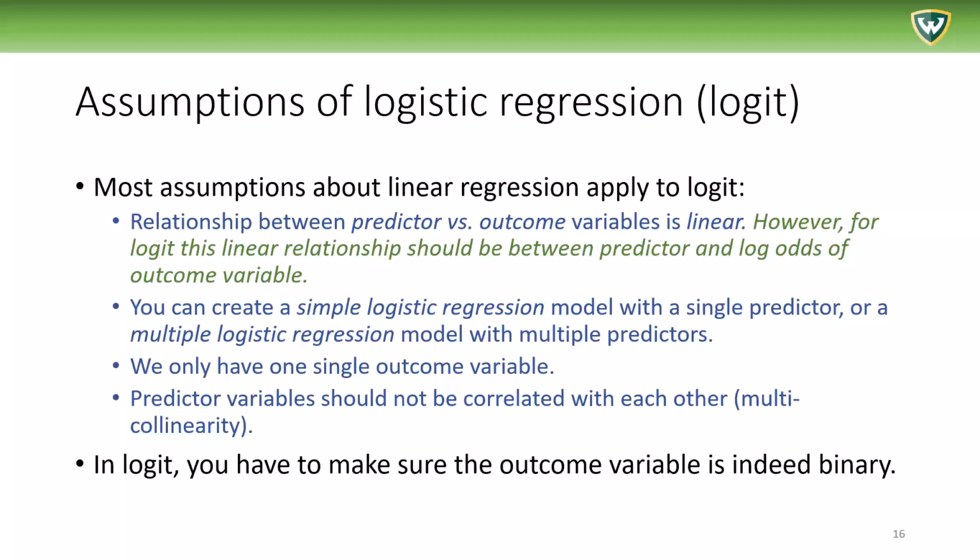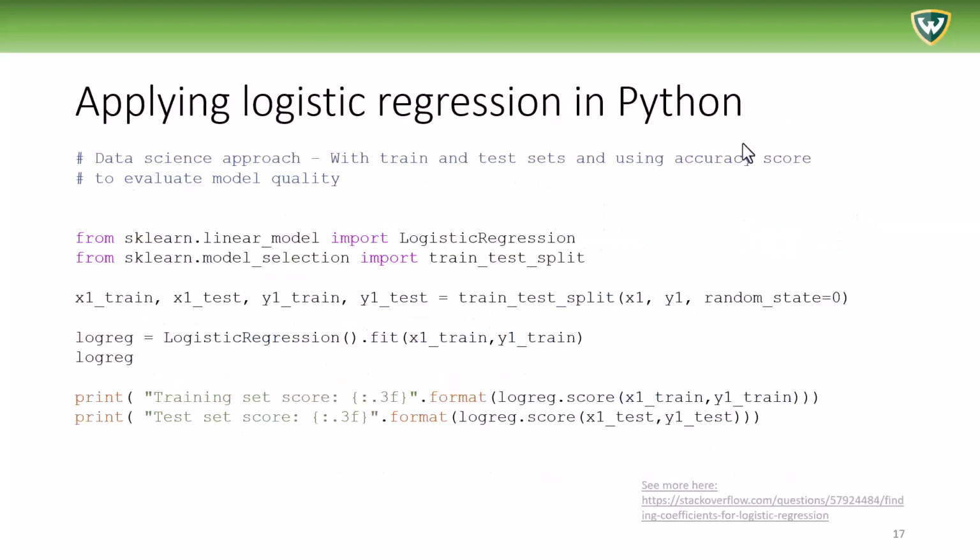just like the OLS, regular simple or multiple regression. Also, once again, in Logit, you have to make sure the outcome variable is indeed binary. If it's not, you need to use a different model. And that's a little something about logistic regression. Next, we're going to be talking about applying it in Python.